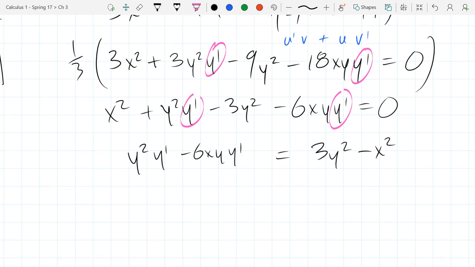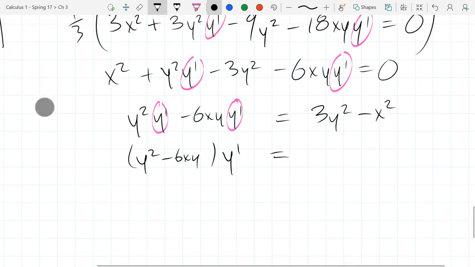So things are looking a little bit better now. It's a little silly to keep highlighting, but that's okay. What move should we make next? Factor, the best F word. So we're going to factor out. I got a times y prime, so we'll factor that out. And we have y squared minus 6xy.